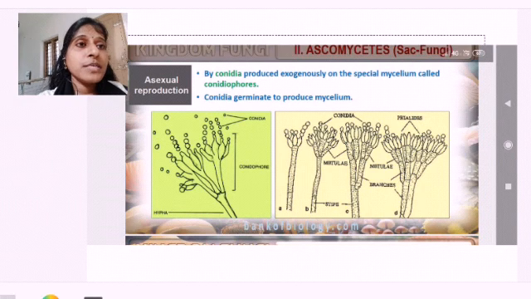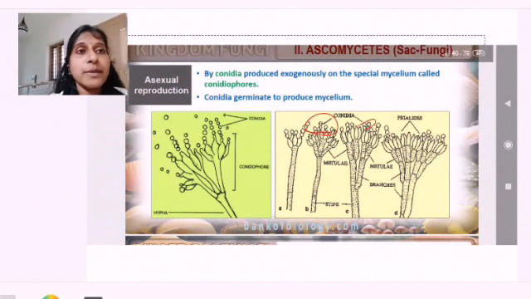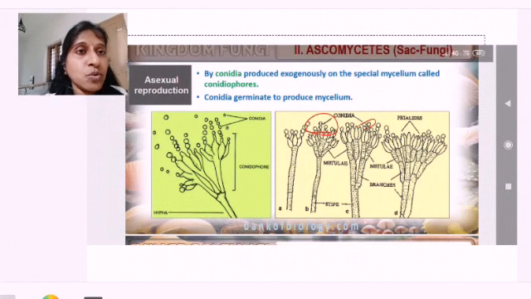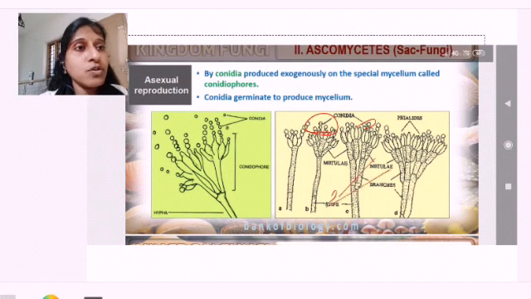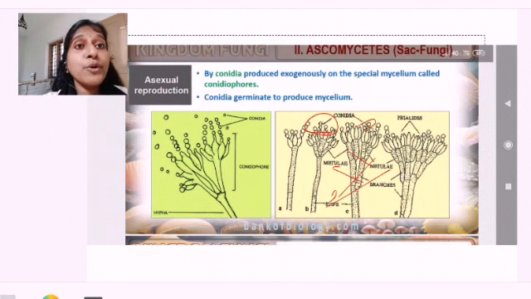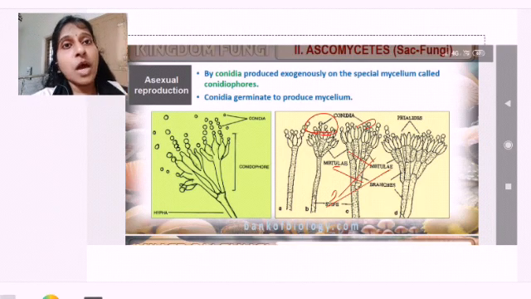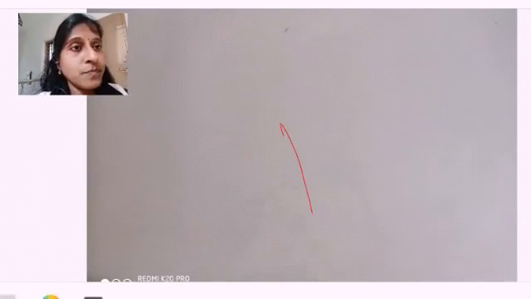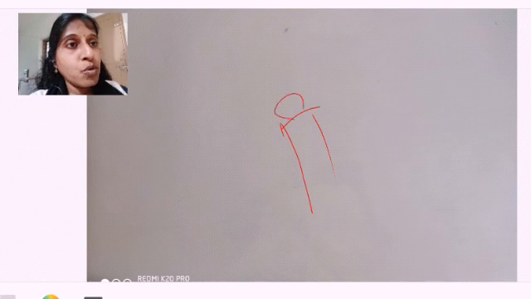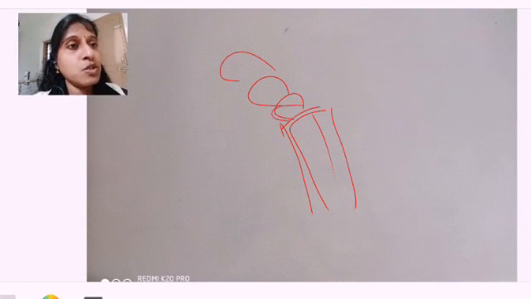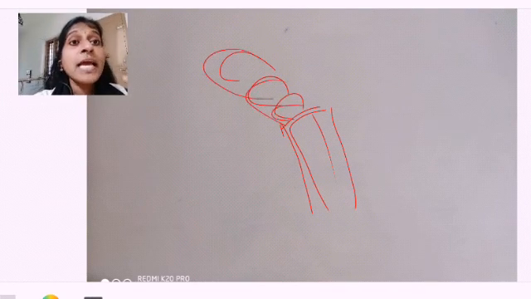Now by conidia. Conidiospore is the type of asexual reproduction which takes place in ascomycetes, and when these conidia fall down they give rise to hyphae, mycelium, and again the process continues. Okay. These conidia are produced exogenously. What do you mean by the term exogenously? Not inside, they are produced outside. That is important. If the spores are formed outside the main structure, then it is exogenous.